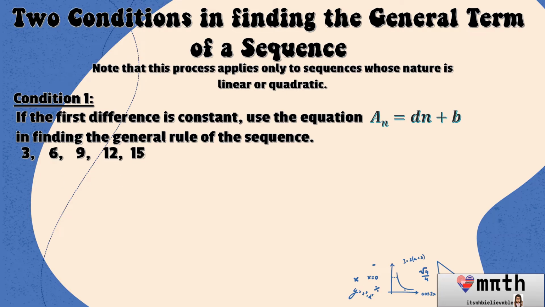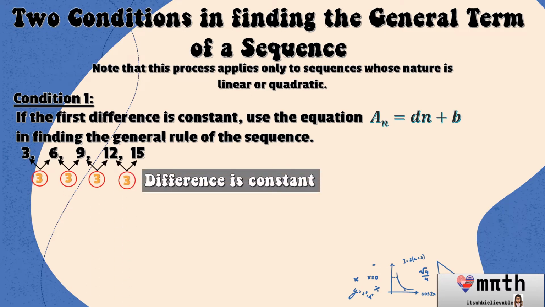In the sequence 3, 6, 9, 12, 15, we all know that the difference is equal to 3. Therefore, the difference is constant.